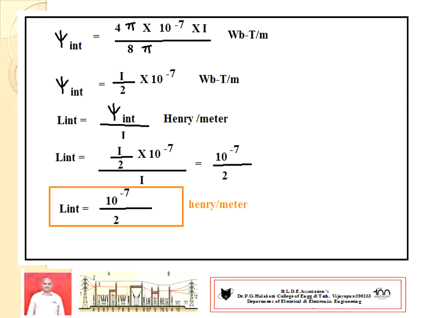Already we defined that we want to calculate inductance. So L internal, the inductance due to internal flux, equals total internal flux linkage divided by current, in Henries per meter. Then L internal equals I by 2 into 10 to the power of minus 7 divided by I, so the remaining is 10 to the power of minus 7 divided by 2. That is, the inductance of a conductor due to internal flux equals 10 to the power of minus 7 divided by 2 Henries per meter.